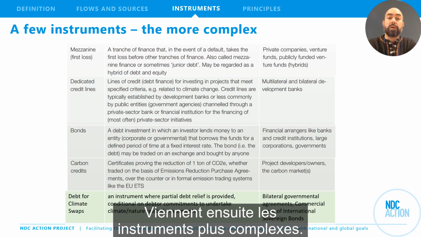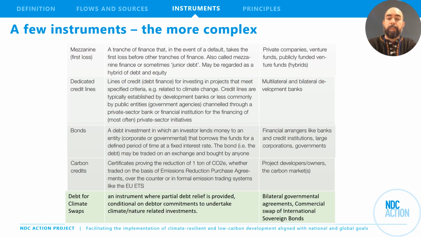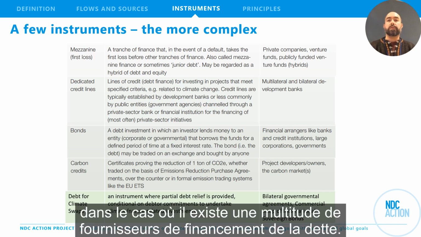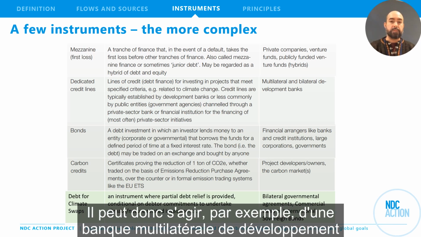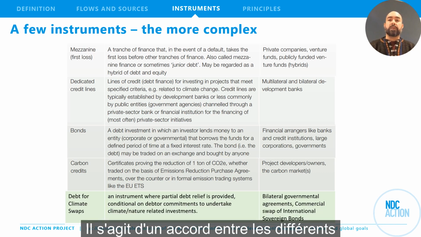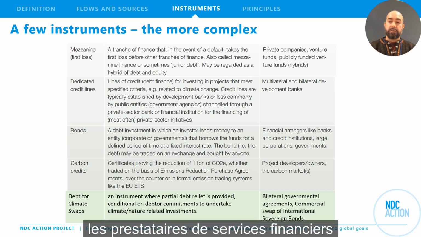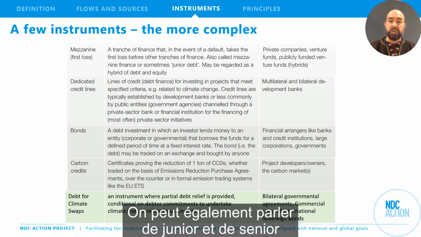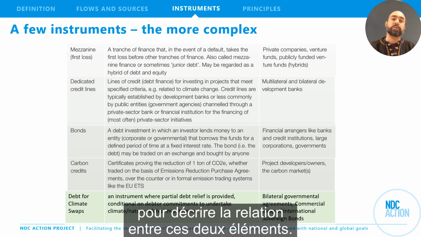Then we have the more complex instruments. We talked about loans, and mezzanine finance basically is a loan or loans where there are a multitude of debt finance providers, so it can be, for example, a multilateral development bank and a commercial bank providing a loan for a project or program. It's an agreement between the various finance providers about who gets paid back first in case there is a default. We can also talk about junior and senior loans to describe the relationship between these.